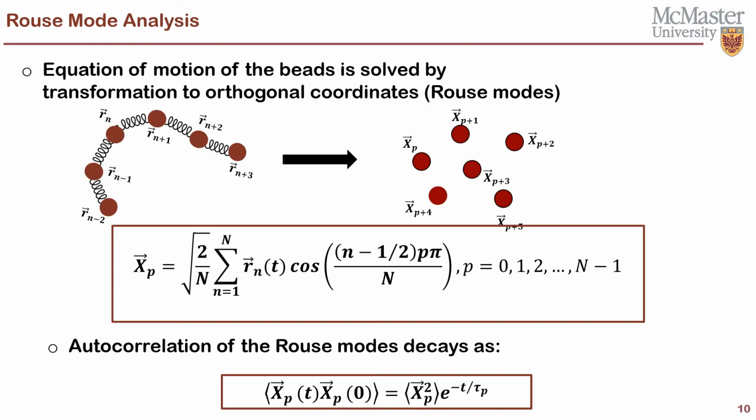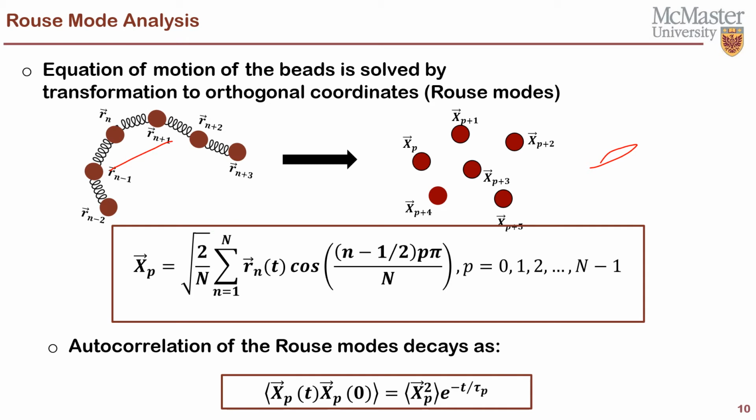We now switch gears to solving the equation of motion for the beads. This is a rather formidable task because it requires solving a coupled differential equation. For a chain length of 25, that means solving 25 coupled differential equations, which can be rather cumbersome. However, by transforming the motion of the coupled beads to orthogonal coordinates, we're able to essentially decouple them, and we're able to further analyze this motion.